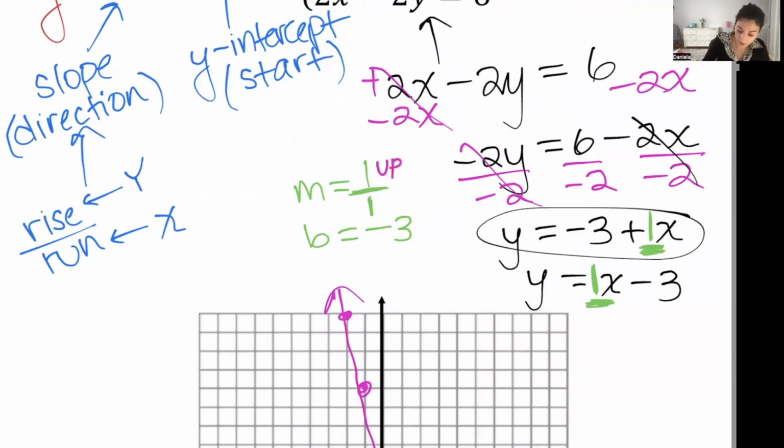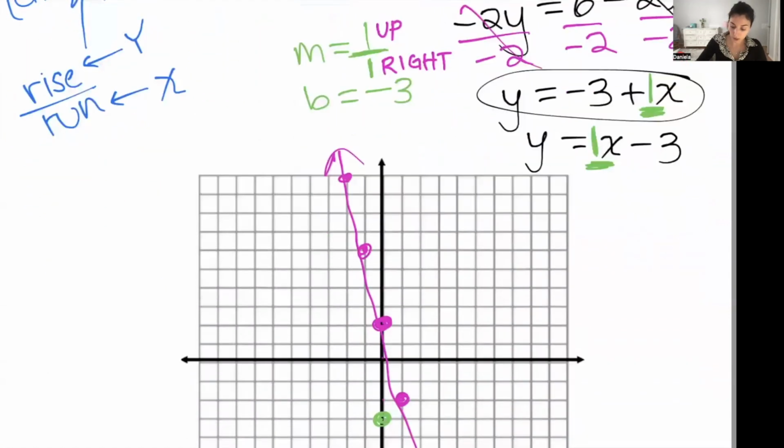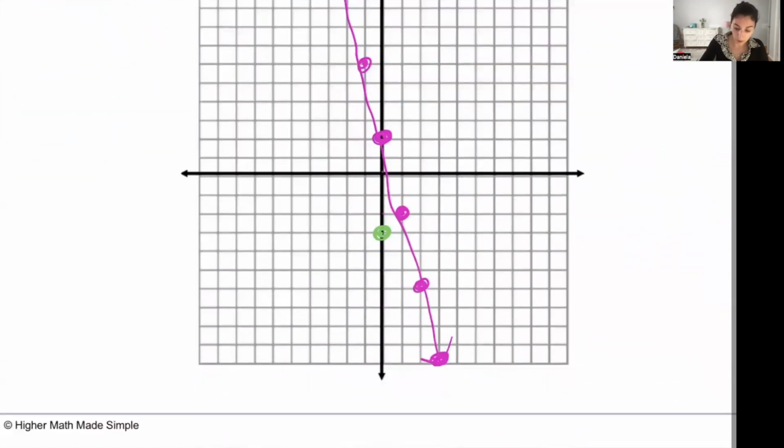And then the x is either left or right. So if it's positive, it's right. If it's negative, it would have been going left, right? So we're just going to keep going up 1 to the right 1. And as you notice, you can see they already intersect at that point.